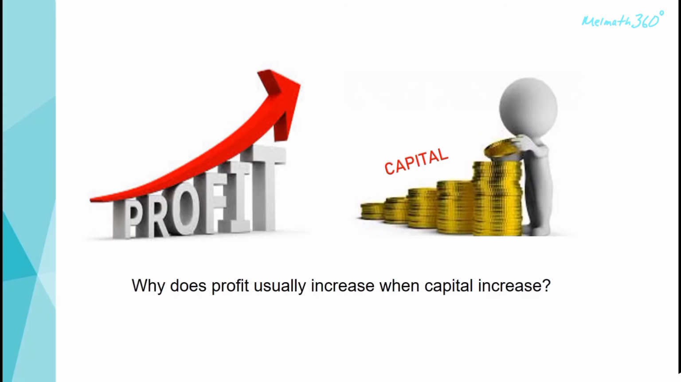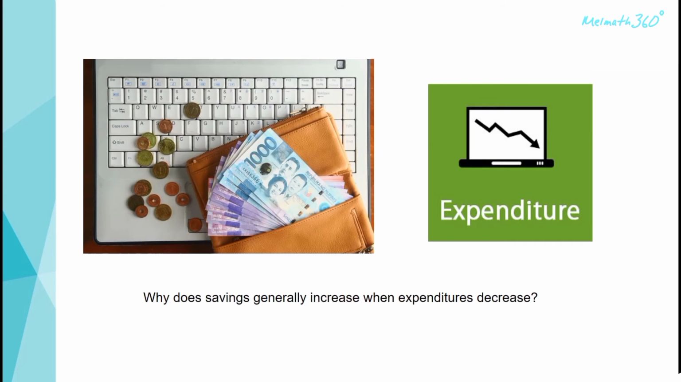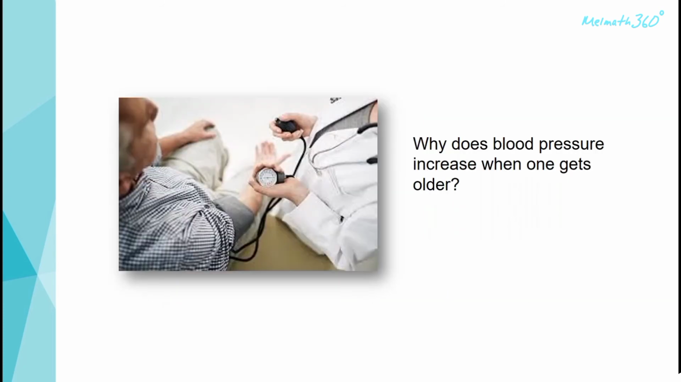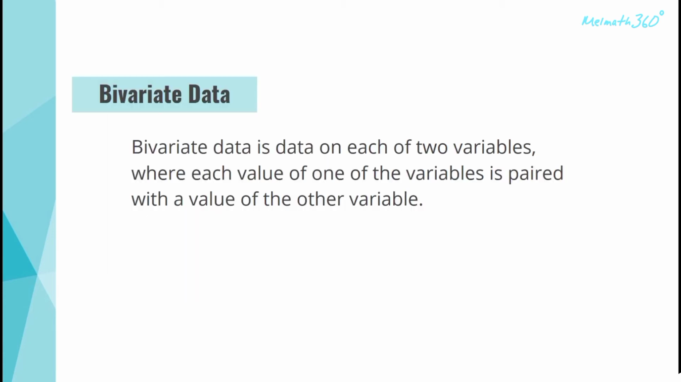Why does profit usually increase when capital increases? Why does savings generally increase when expenditures decrease? Why does blood pressure increase when one gets older? These are some questions that are asked concerning the relationship between two variables or quantities. Data that involve two variables are called bivariate data. In bivariate data, the purpose of the analysis is to describe the relationship between two variables.